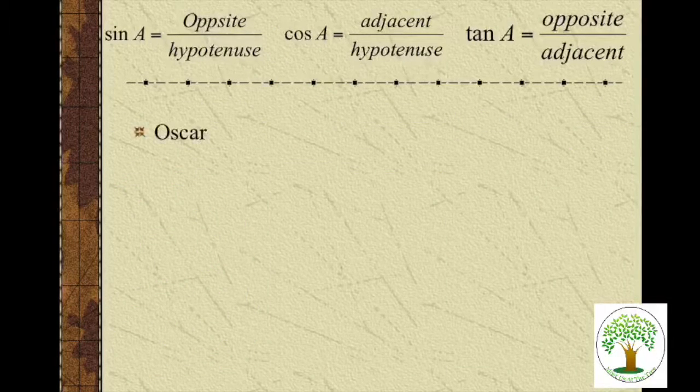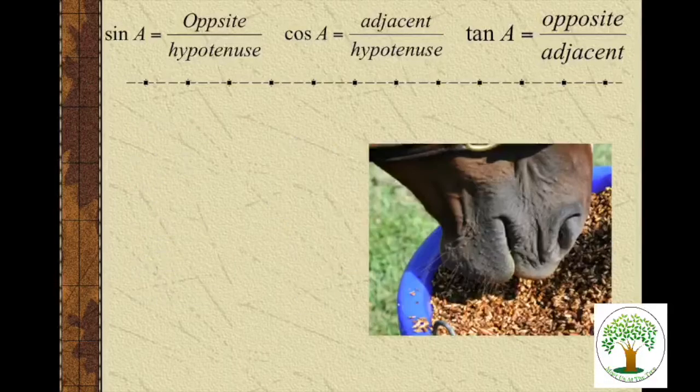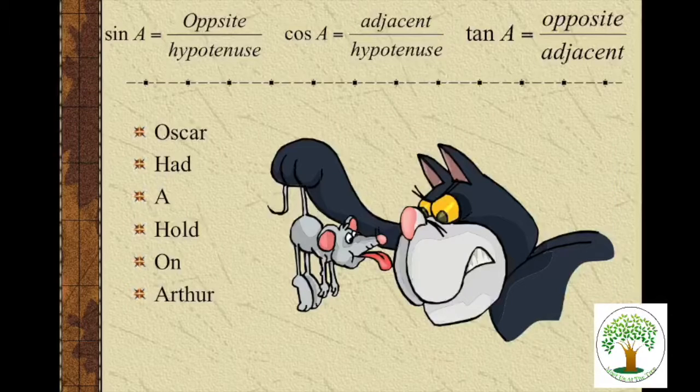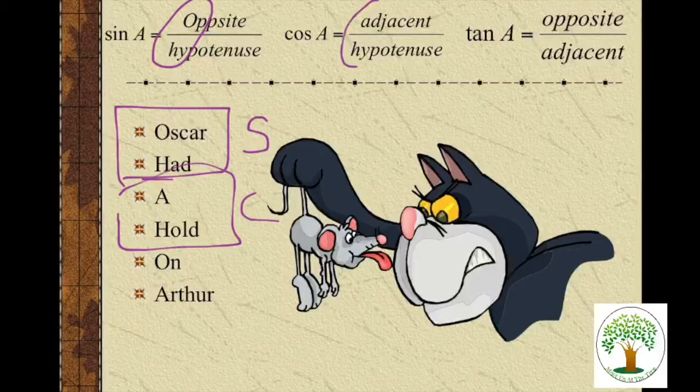Another one that I found that many of my students throughout the years have used is a phrase that says, Oscar had a hold on Arthur. Oh, back up. This one does not have the sine or cosine or tangent in it at all. The first two are the sine. That's the O and the H. The next two are the cosine. That's the A and the H. And the last two are the tangent, which are the O and the A over here.